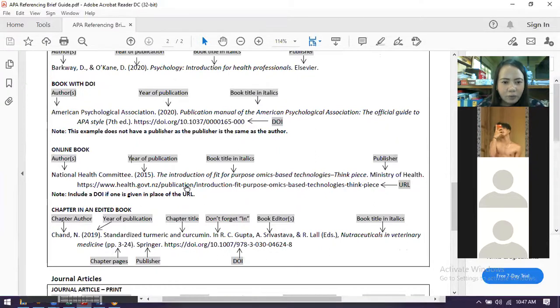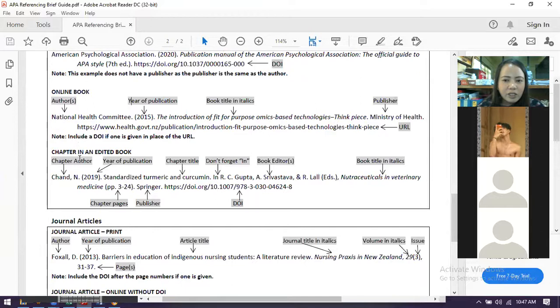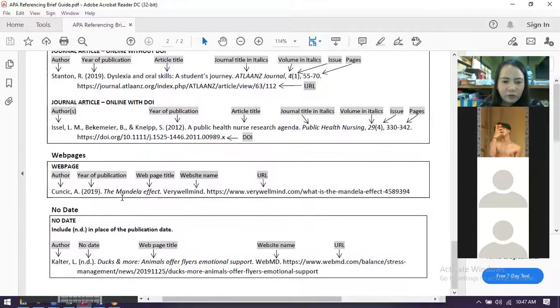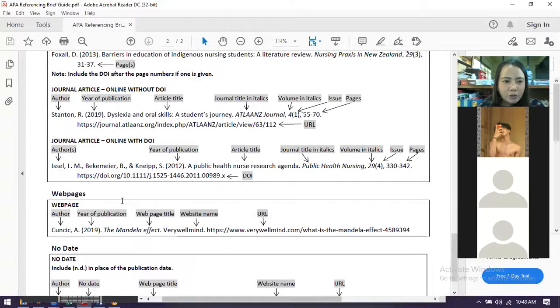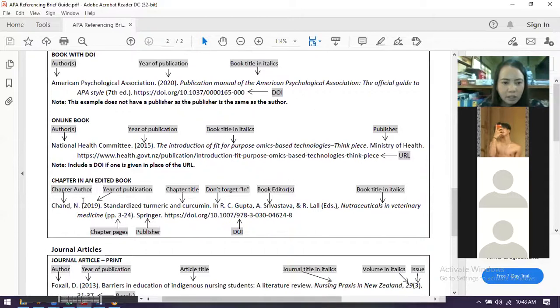For online books, this is the sample we gave earlier. This belongs to an online book or article. As you can see, everything is in the guide I gave. You just have to look into it. I will send the file to the group chat so you can check it. We also have online books, the same thing. Author in an edited book. Chapter title, don't forget "in," because it means I edited this book.